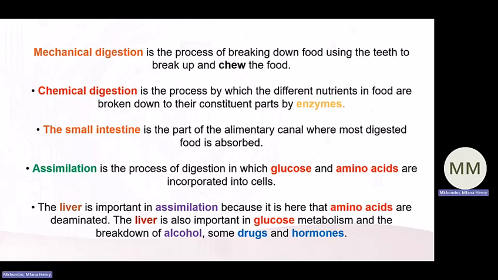Assimilation is the process of digestion in which glucose and amino acids are incorporated into cells. The liver is important in assimilation because it is here that amino acids are deaminated, whereby enzymes are responsible for the removal of the amino group in amino acids. That's what we call deamination. The liver is also important in glucose metabolism and the breakdown of alcohol and some drugs, as well as some hormones.